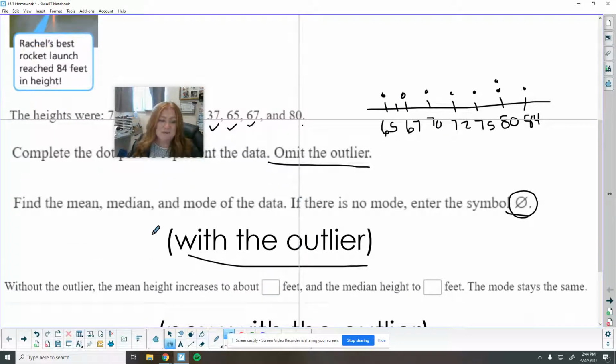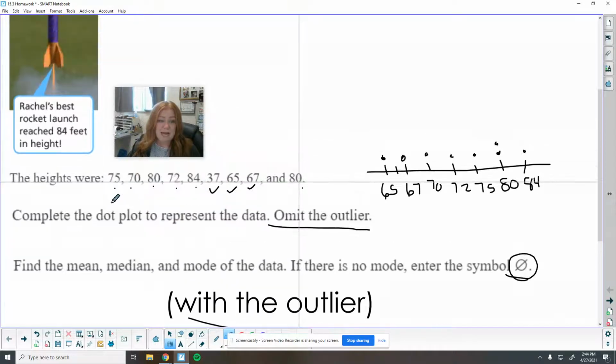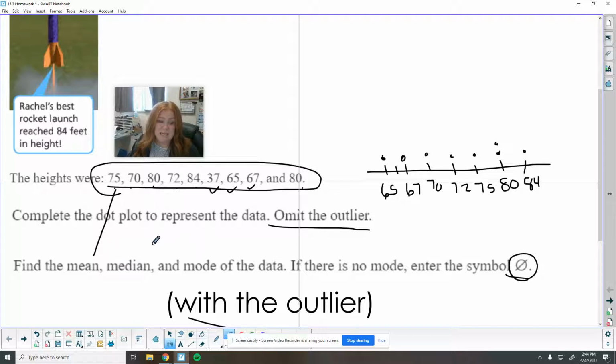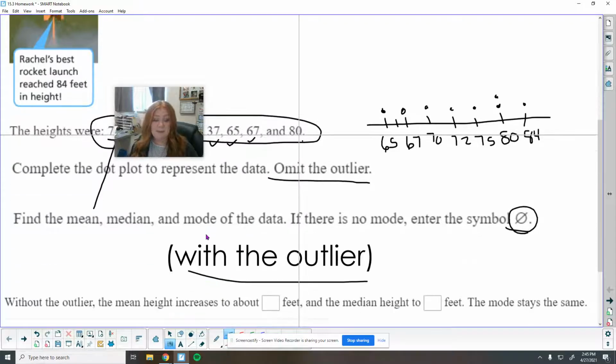So first we want to find the mean, median, and mode with the outlier. So first we're going to add up all of these numbers, divide by how many there are, finds the mean. Then I want to put them in order and find the median. So don't forget to put them in order. That's a mistake I've been noticing some of us have been making: we just take this list and we're like, oh, 84 is in the middle. When really 84 is the biggest number we have. It's not in the middle. And then the mode is the one that happens most often. So there is a mode on that one.